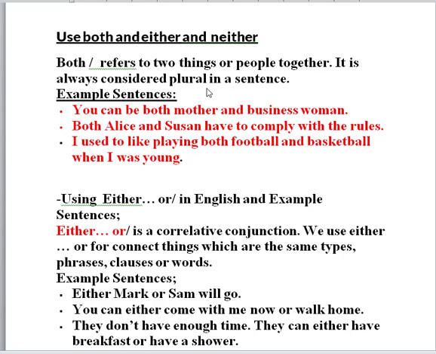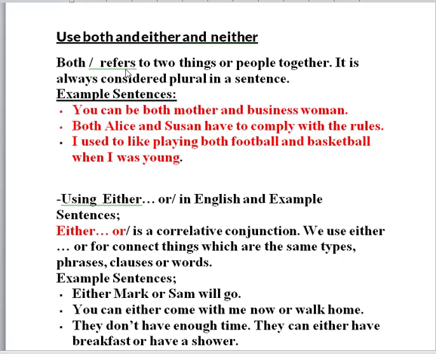Example sentences: You can be both mother and businesswoman. Both Alice and Susan have to complete their roles. I used to like playing both football and basketball when I was young. So, both refers to two things or people together.